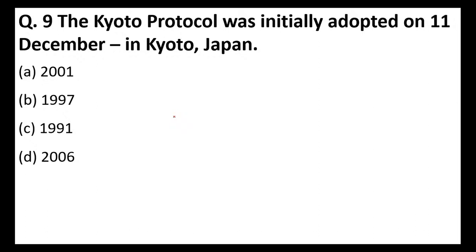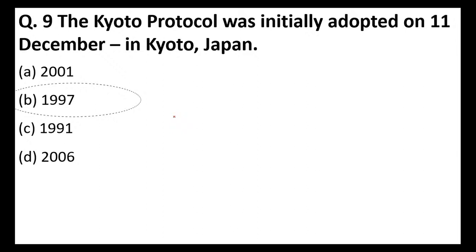The Kyoto Protocol was initially adopted on 11th December. In which year are they asking? In Kyoto, which is a city in Japan. 2001, 1997, 1991, or 2006. The year of establishment can also be asked in your examination, so that is very important from your exam perspective. The correct answer here is option B, 1997.